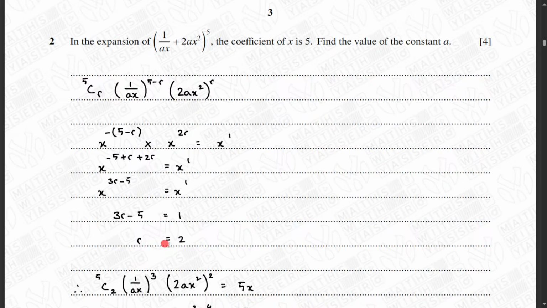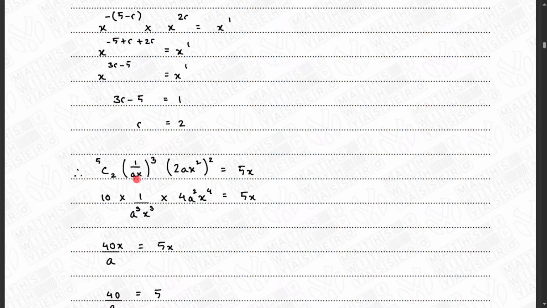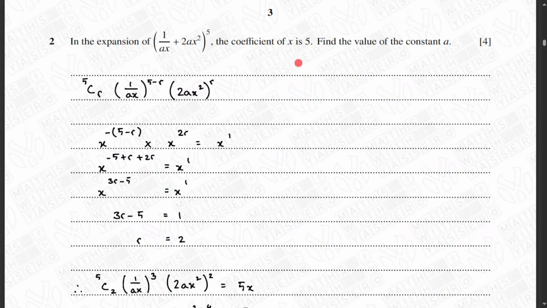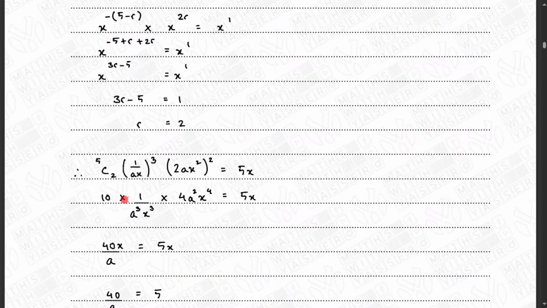Now we can substitute this value of r and we will get 5C2 times (1 over ax) to the power 3 times (2ax squared) to the power 2. And this equals 5x because it was stated in the question that the coefficient of x is 5. So 5C2 is 10 and this will become 1 over a cubed x cubed times 2 squared is 4, a squared is a squared, and x to the power 2 times 2 will be x to the power 4. So simplifying this, we get 40 over a times x.